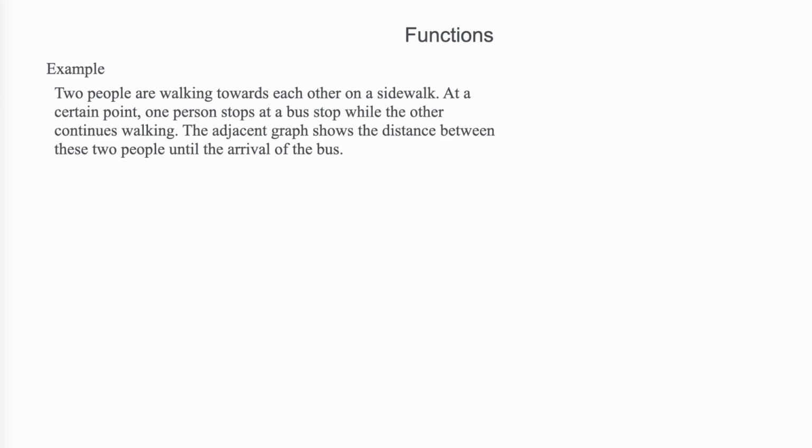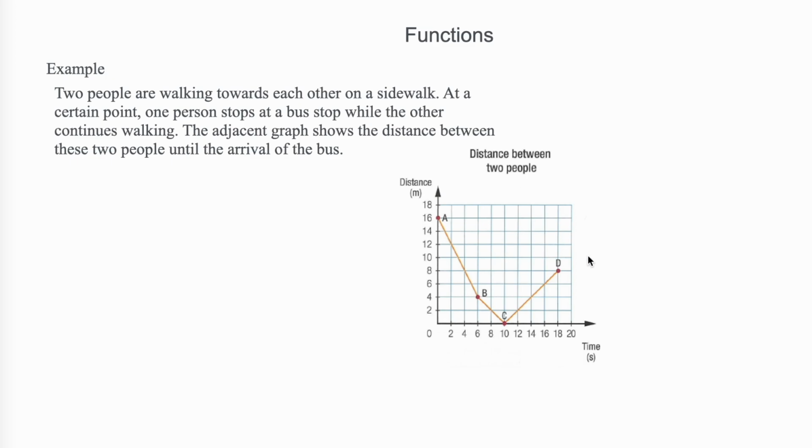Here's an example. Two people are walking towards each other on a sidewalk. At a certain point, one person stops at a bus stop while the other continues walking. The adjacent graph shows the distance between these two people until the arrival of the bus. Here's the graph. They're walking towards each other, so the distance between them is going down.